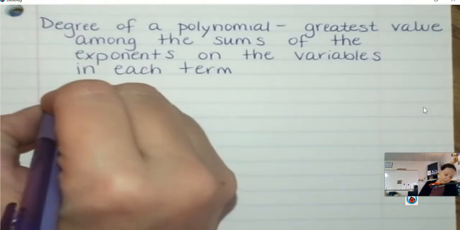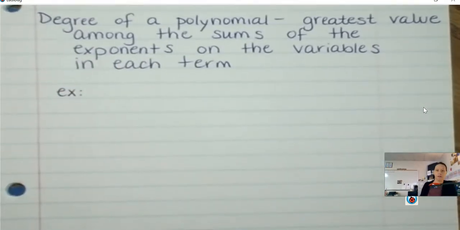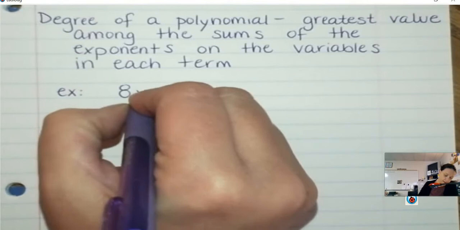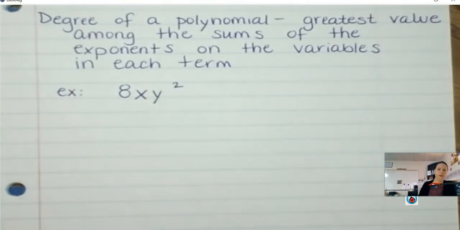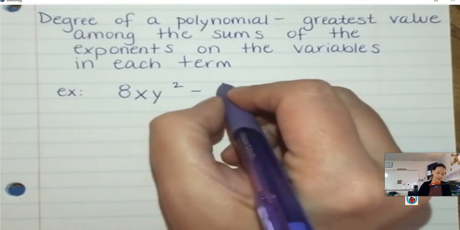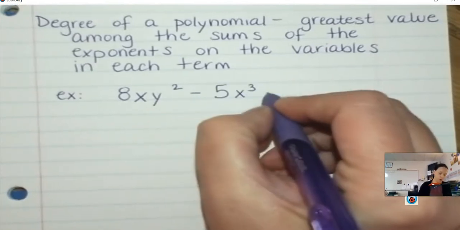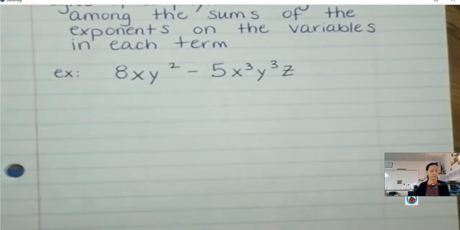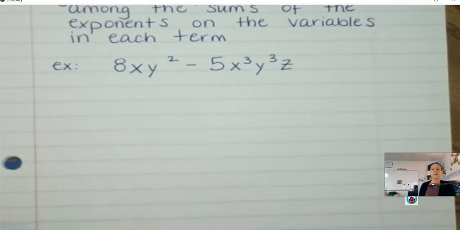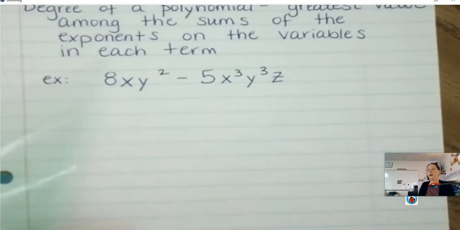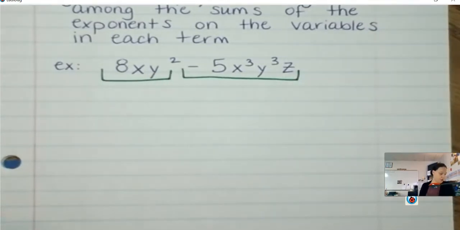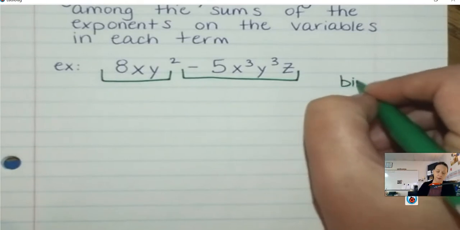What that means, and we'll do practice on this also during the lesson. It's a little confusing at first. So if I take 8xy squared minus 5x cubed y cubed z. I'm going to look at their exponents and I'm going to find the sum. I'm going to add up the exponents. So if I look at each term, if it helps, box them. So there's two terms. Two terms means this is a binomial.